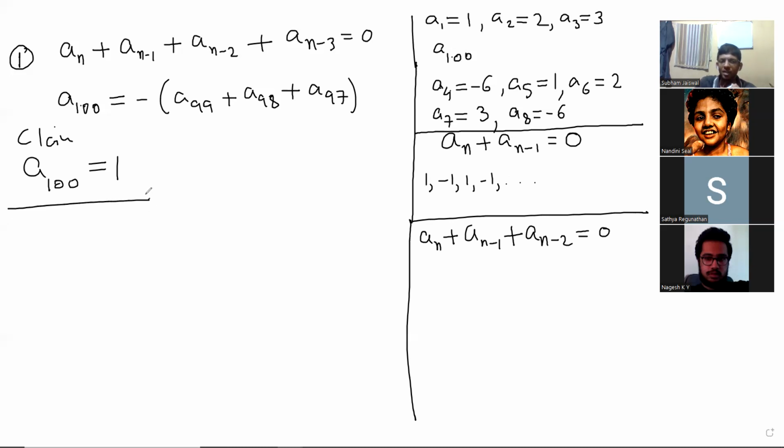Okay. So Nagesh, maybe you can add a few more details to explain more clearly why this pattern will continue. This is repeating for every 4 numbers, right? So for 100, yes. But please explain why it will continue to repeat. Maybe that's not very needed, but still, why this repetition will continue.